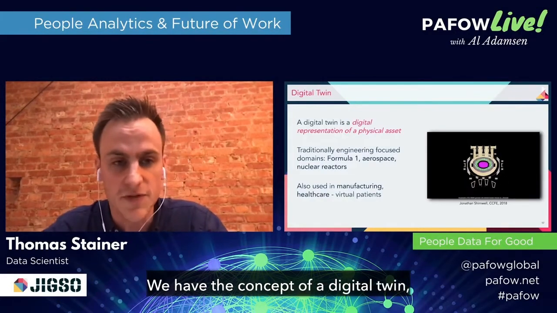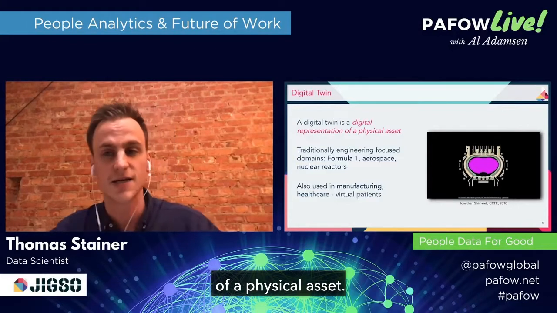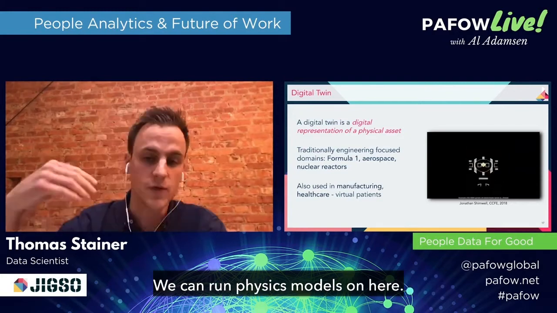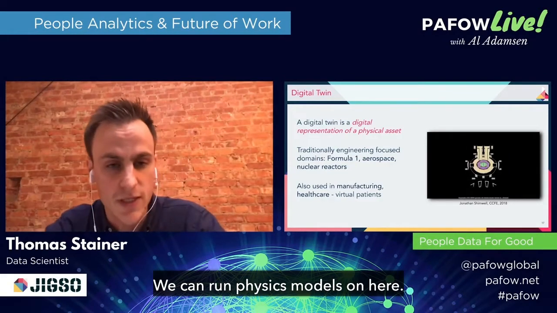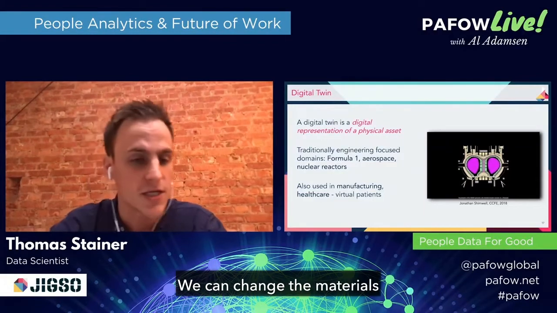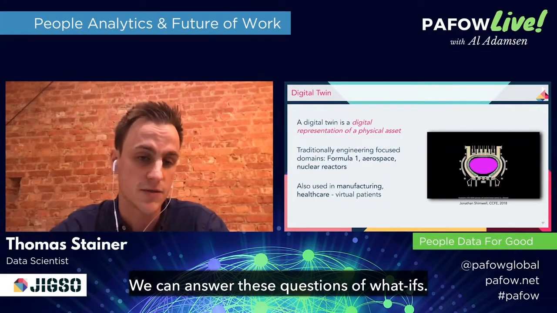We have the concept of a digital twin, where we have a digital representation of a physical asset. So in this case, we build a model of our reactor. We can run physics models on here. We can change everything. It's parameterized. We can change the radius. We can change the materials and then run a simulation to see what would happen. We can answer these questions of what ifs.